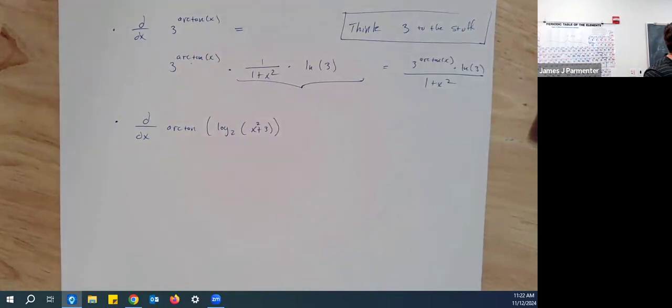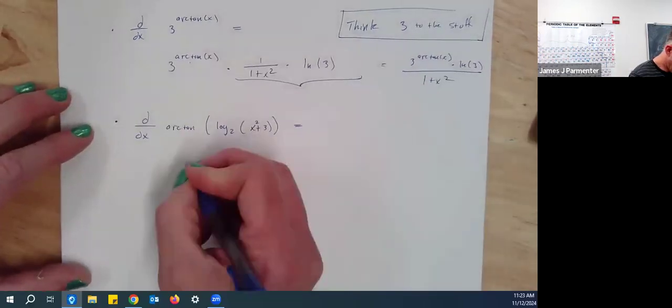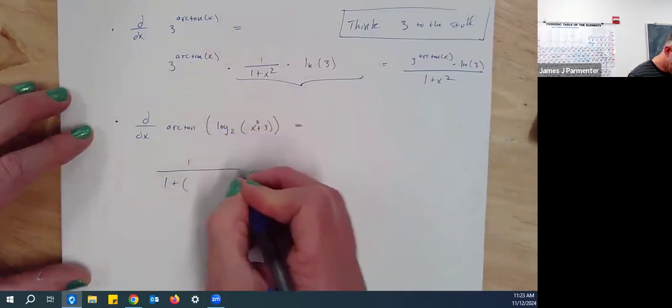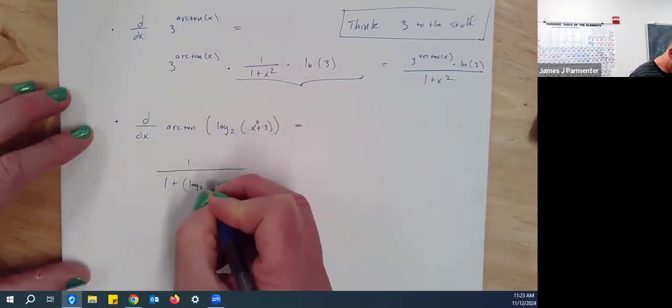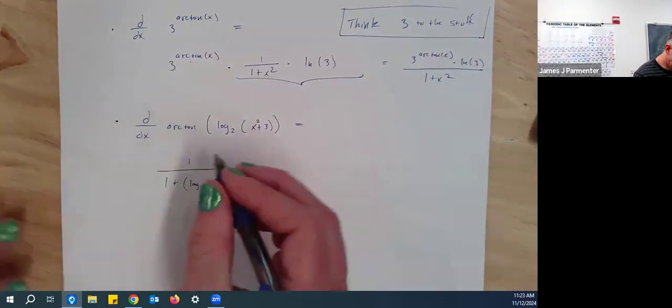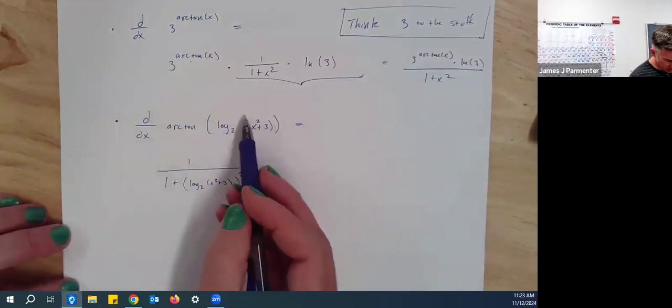Let's do it together. Working from the outside in, we have the arctangent of some stuff. The derivative of the arctangent of x is 1 over 1 plus x squared. So the derivative of the arctangent of some stuff is going to be 1 over 1 plus all that stuff, log base 2 of x squared plus 3, squared, times the derivative of the inside here.